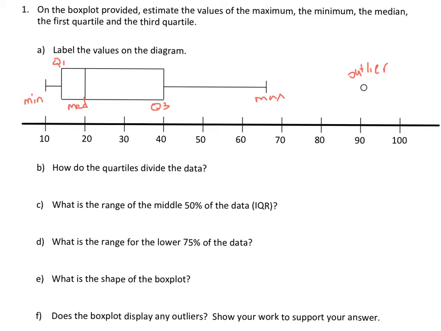Remember, our minimum is the lower end of the whisker, the first quartile is the box, the median is the line through the box, the third quartile is the upper side of the rectangle, the max is the upper whisker, and we have an outlier. Now notice it also says we're going to approximate these values as well.